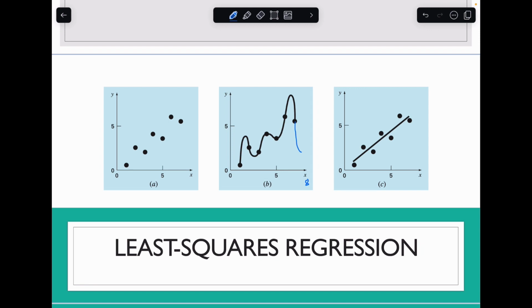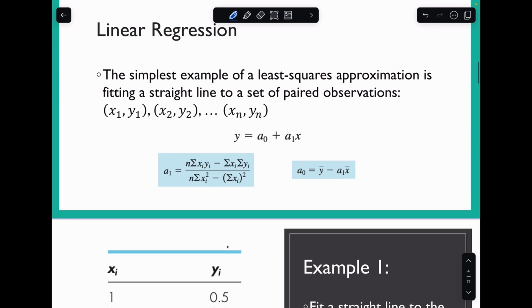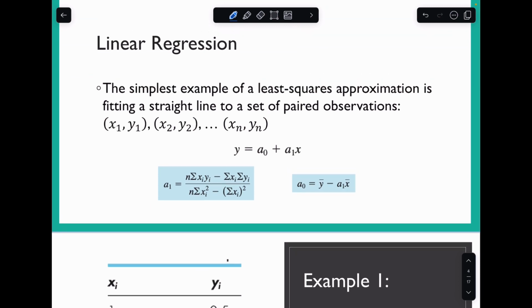So that is why linear regression. There are a lot of least squares regressions, but the easiest among them would be the linear regression, and that is what we will be doing. When we say linear regression, the simplest example of least squares approximation is fitting a straight line to a set of paired observations.